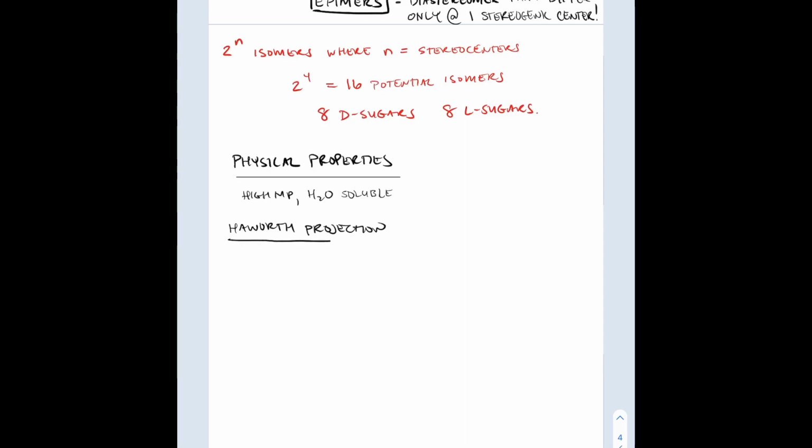The next topic that I wanted to discuss in detail is Haworth projections. We did this already when we were talking about acetals and hemiacetals, so this is going to be a good review for you. But there are some terms in there that we need to know as well, and I think you'll find them useful. A 6-membered ring sugar would be a pyranose, and a 5-membered ring sugar would be a furanose. And these are hemiacetals.